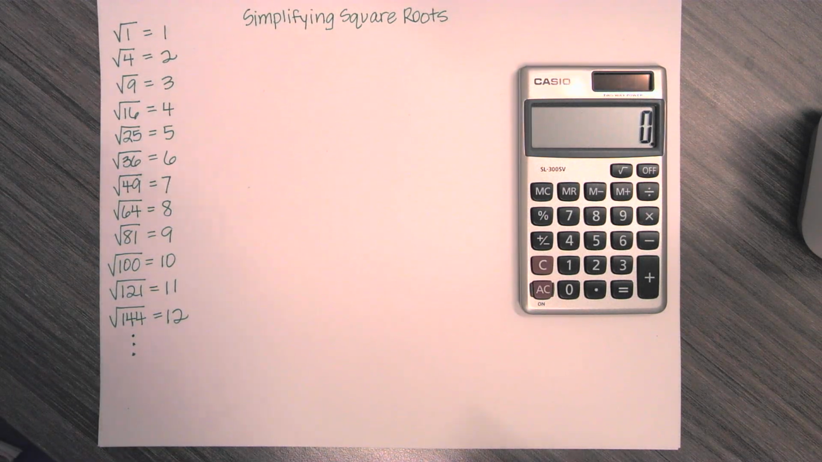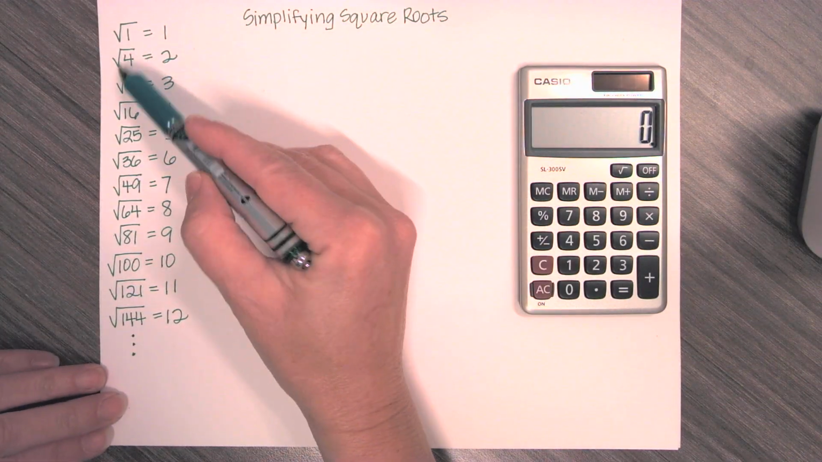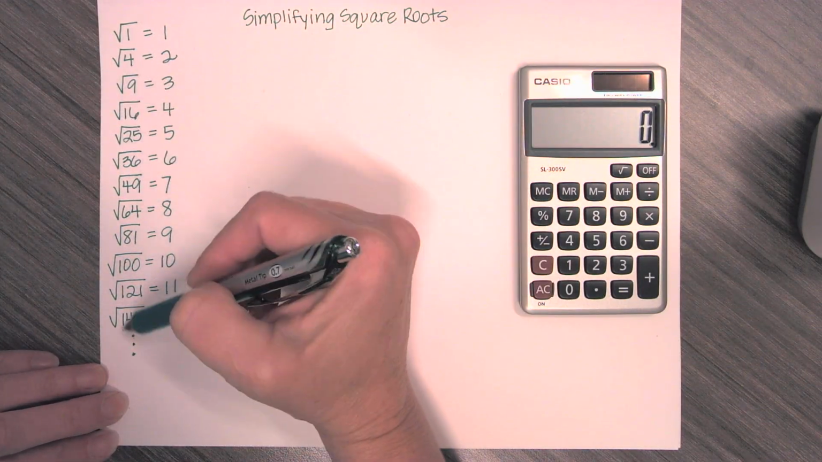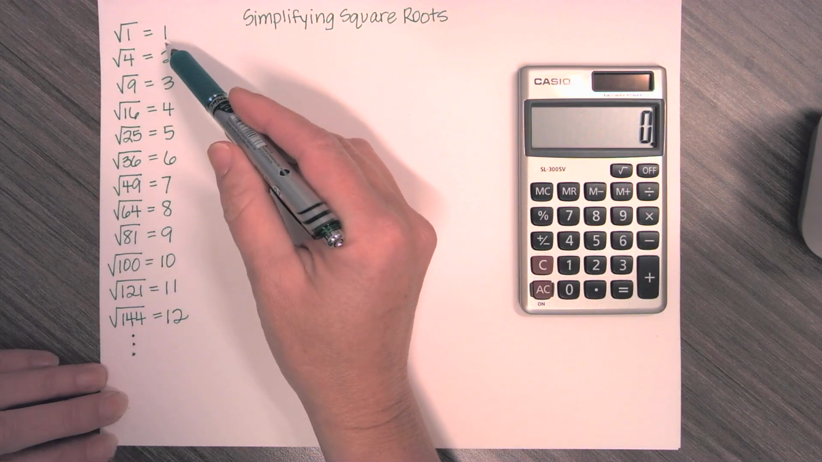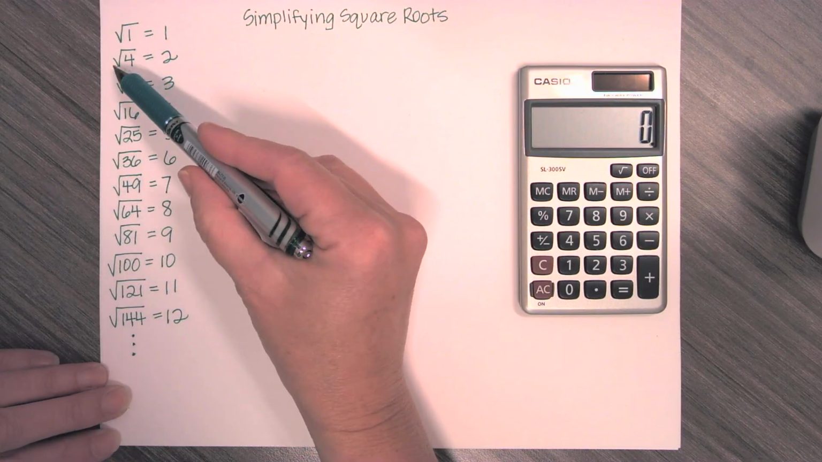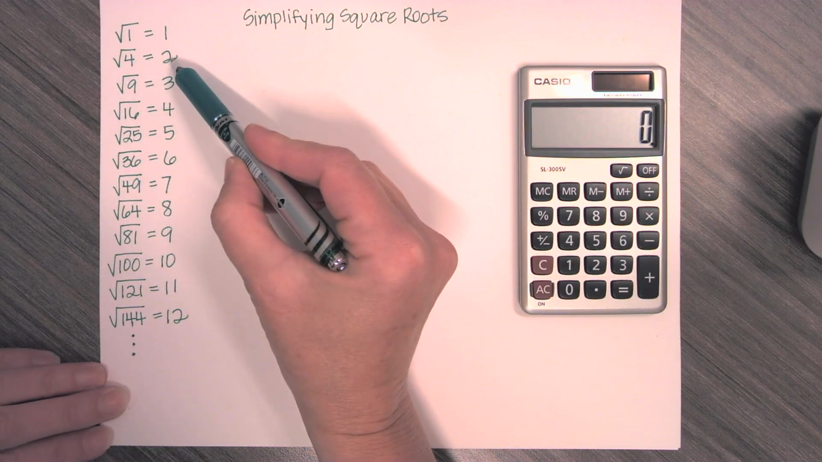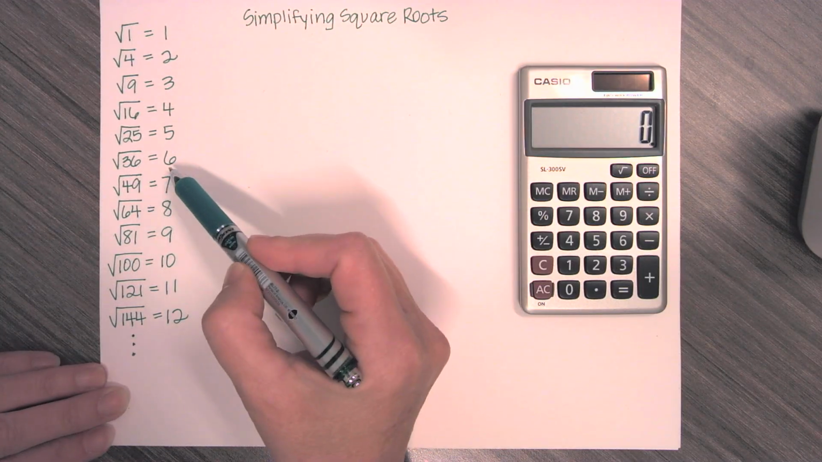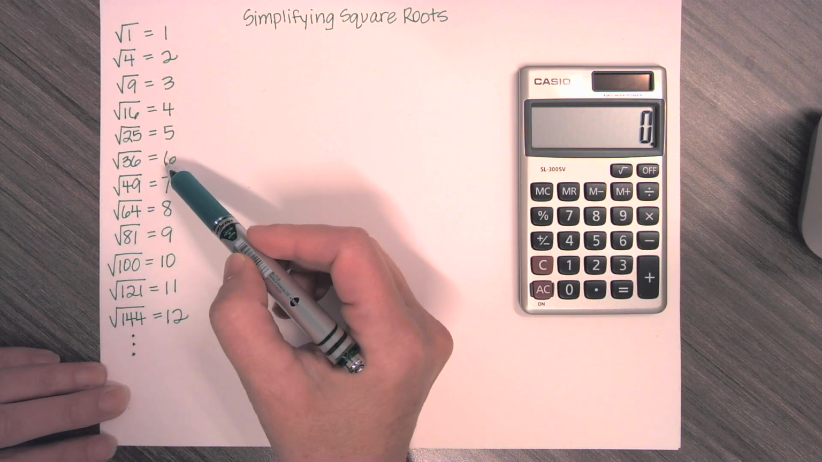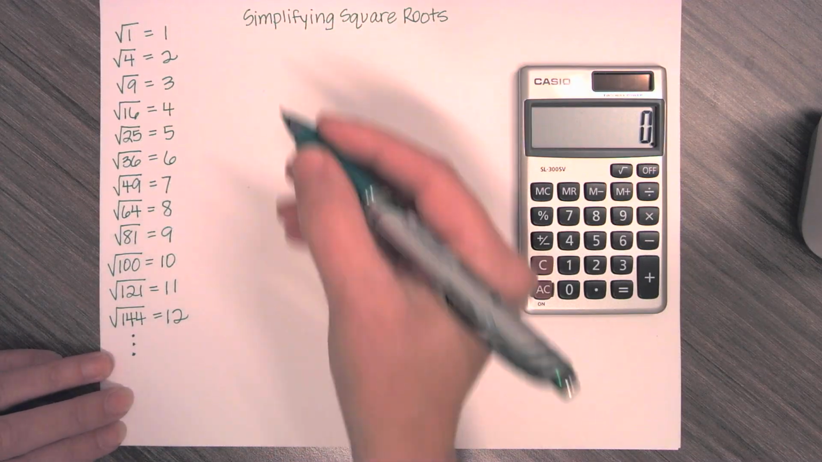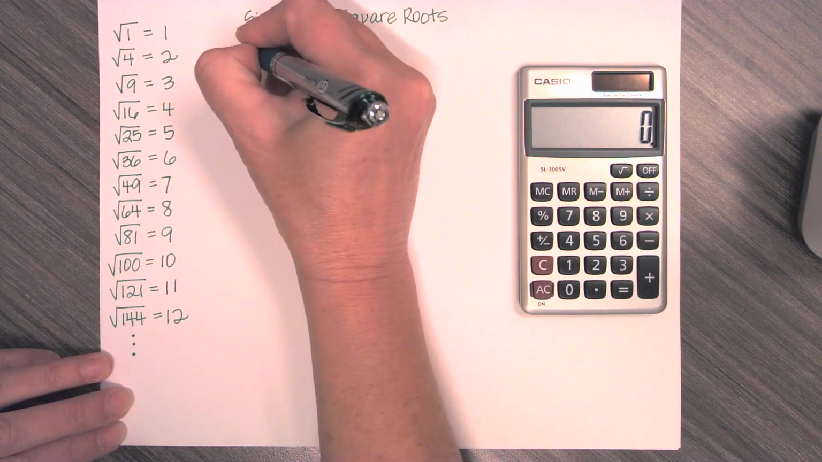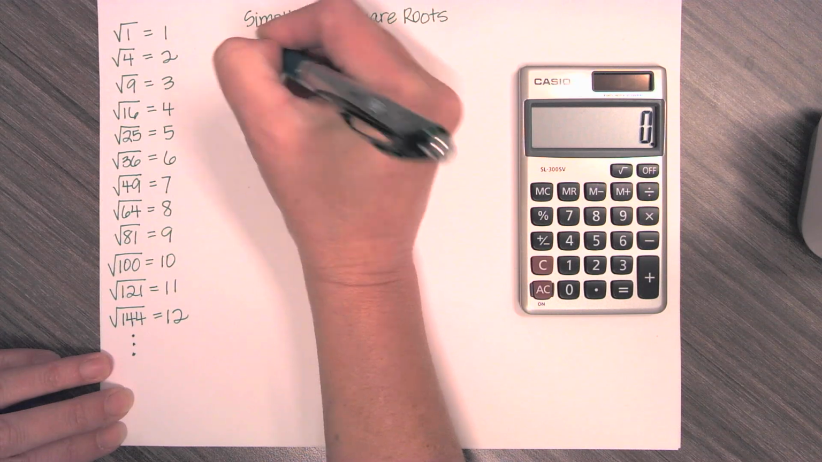Okay, this video is on simplifying square roots. Now, if you are given a square root of a number that is a perfect square, then it's easy to simplify that. The square root of 4 is just 2, and we know that because 2 times 2 is 4. Or the square root of 36 is 6, because 6 times 6 is 36. But what if you were asked to find the square root of 75?